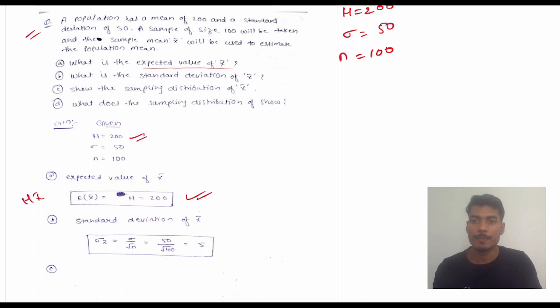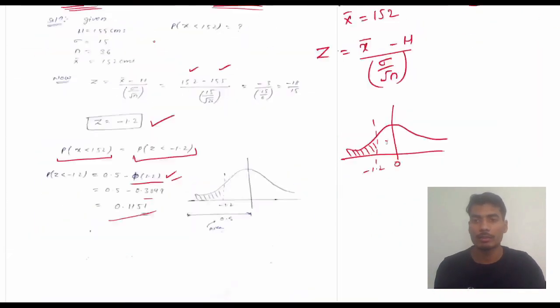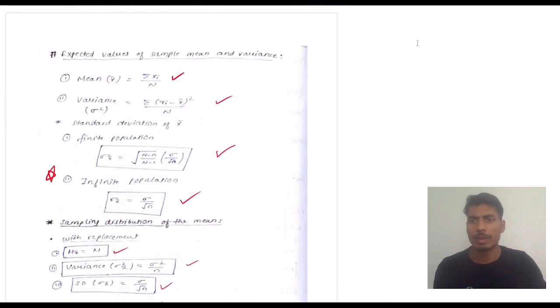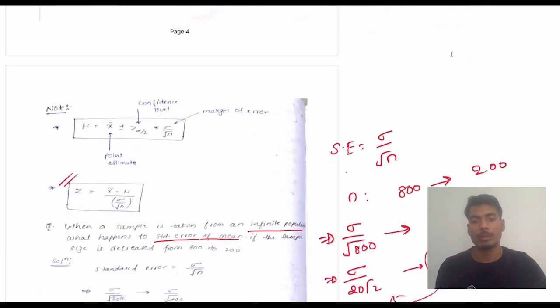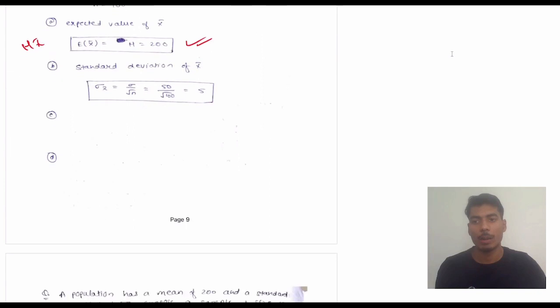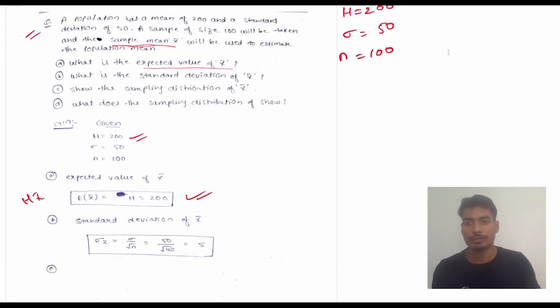Same only. For standard deviation, the formula is sigma by root under n, because here they used the sample mean x bar. For the sample mean of x bar, the formula is sigma by root n. So you have to remember all the formulas first. After that you can solve. So finding sigma by root under n: 50 by root 100, you get 5. Standard deviation is 5.